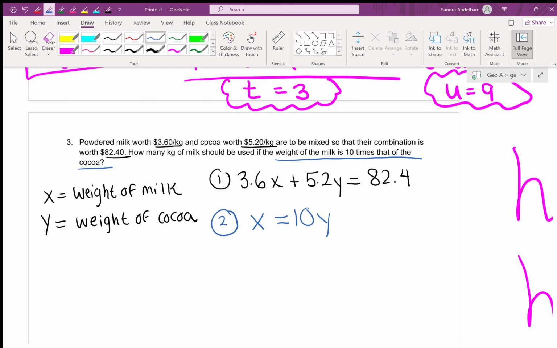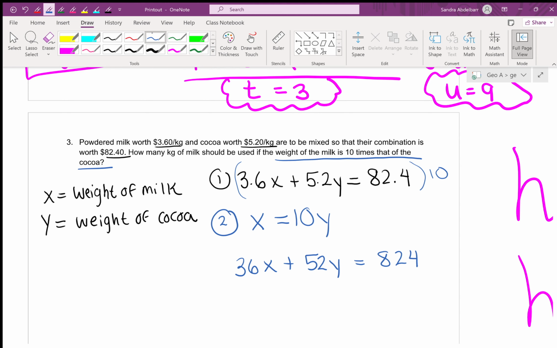In this scenario, I actually think that substitution is our better option, even though it's all the same. Just because we're already in that format, it's an easy substitute in. So before I substitute in, I'm going to multiply the whole top equation by 10. Why do you think I'm multiplying the whole top equation by 10? Just to get rid of the decimals. So we have 36x plus 52y equals 824.